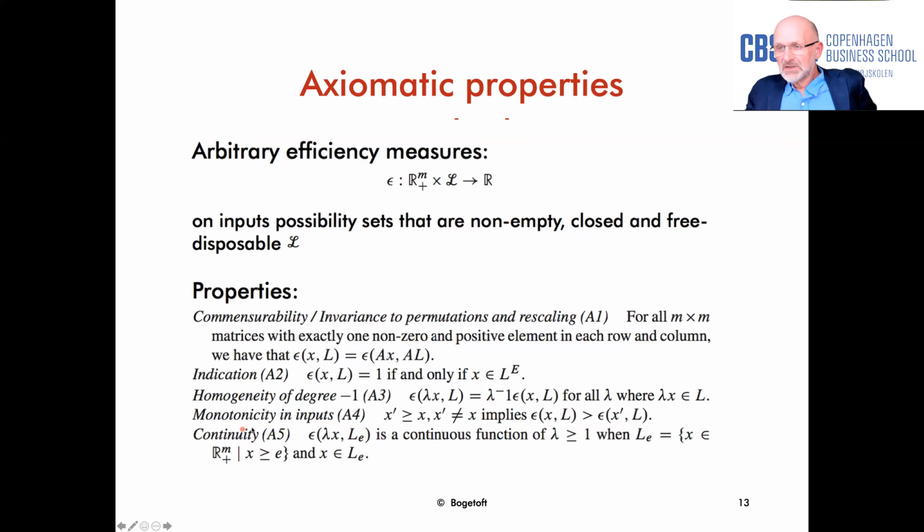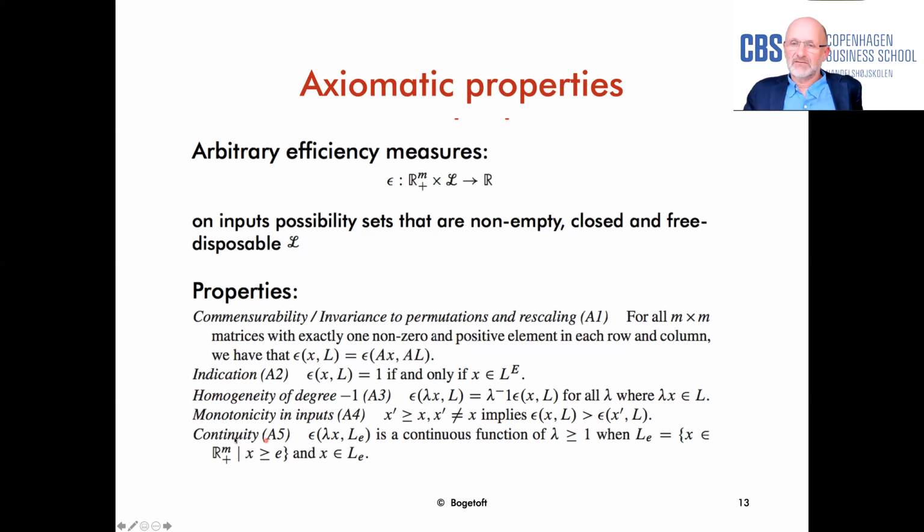Monotonicity in inputs says that if you use strictly more of at least one input, then you should also get a lower efficiency score. That's also a problem for Farrell, as we already know, because you could again maybe spend more of one input, but it doesn't necessarily mean that you can therefore reduce all the inputs. It just creates slack in one input.